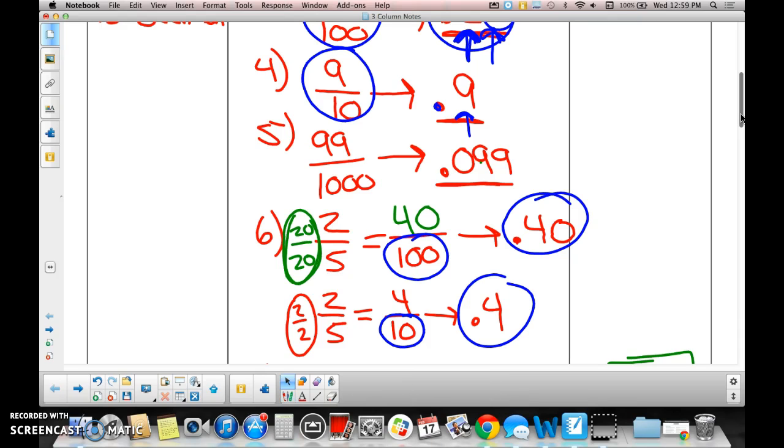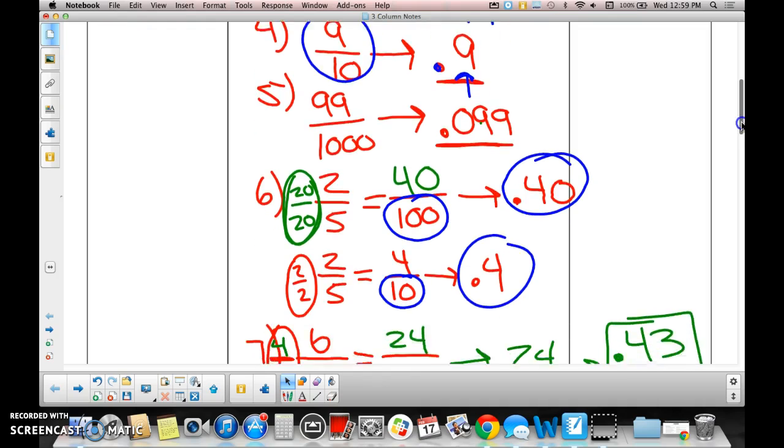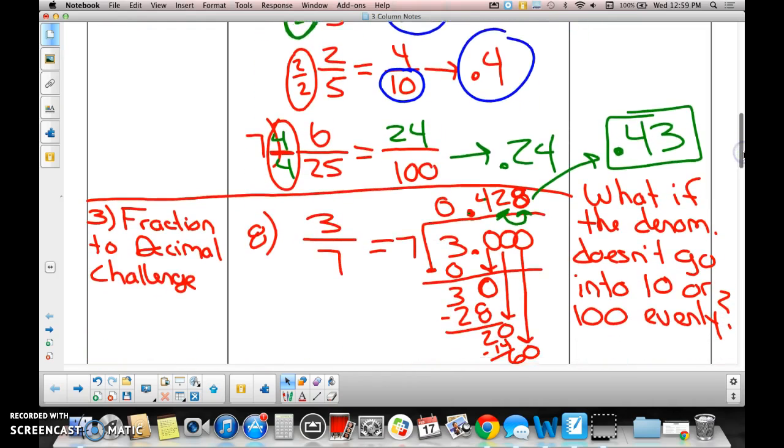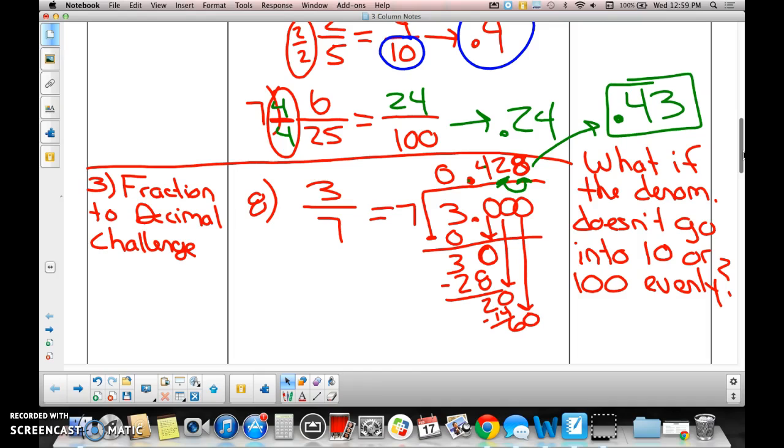The problem was, Marissa, what happens when we get to 6/25, same thing. What happens when we get to 3/7? Does 7 easily go into 10? No. Does 7 easily go into 100? No. Does 7 easily go into 1,000? No. Does 7 easily go into any number that is a place value? No. So therefore we're like, okay, now we're in trouble. And we can't really convert 3/7 into a number with a denominator that goes into a place value, right, Tristan?